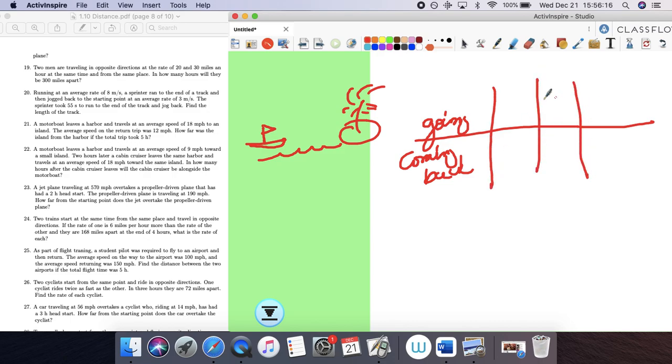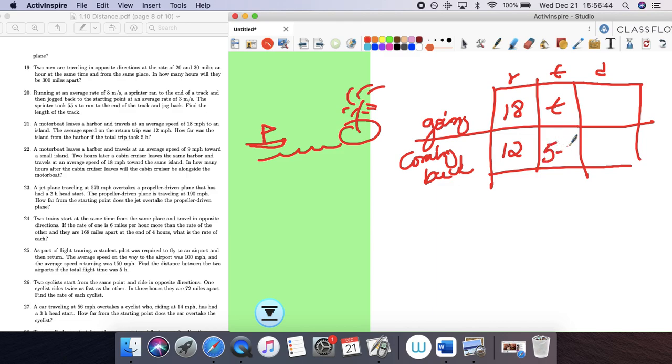So going to the island, he's going at 18 miles an hour. The return trip was 12, so he's going maybe against the current. We know the total trip took 5 hours, so we don't know how long out of the 5 hours it was the going part and how long of the 5 hours the coming back part. So if we call this t, and we know that the total amount was 5, the coming back obviously will be 5 minus t.